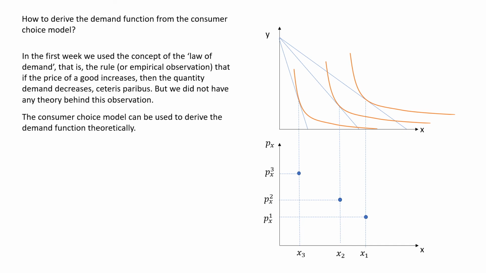But if we are content with using only lines, then actually 2 points already would have been enough to identify the demand curve. Connecting these points would give you a demand curve, in this case a linear demand curve. And that is how you can use the consumer choice model as a theory to derive the law of demand.